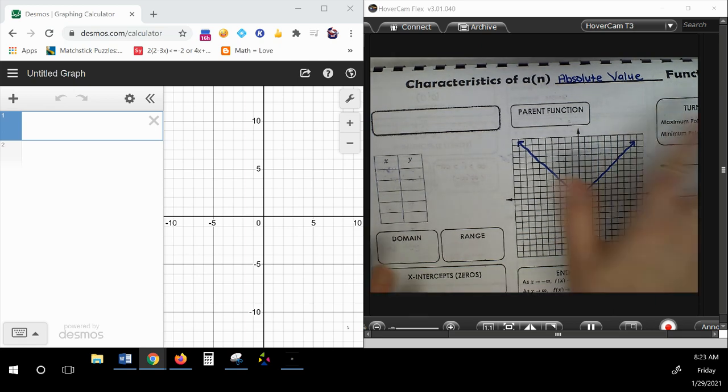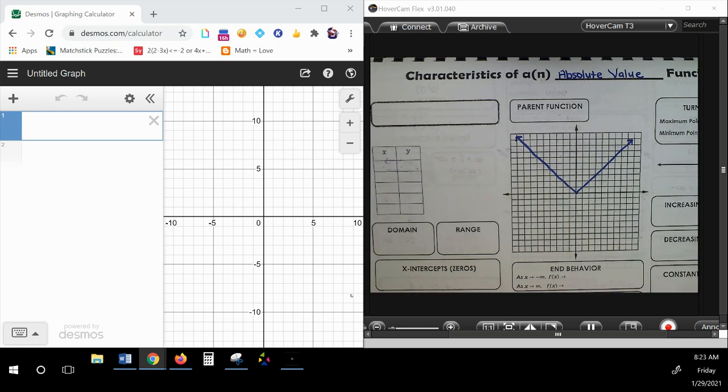All right, so we're going to make a video for absolute value functions, and I am talking quietly because there's a class in my room.